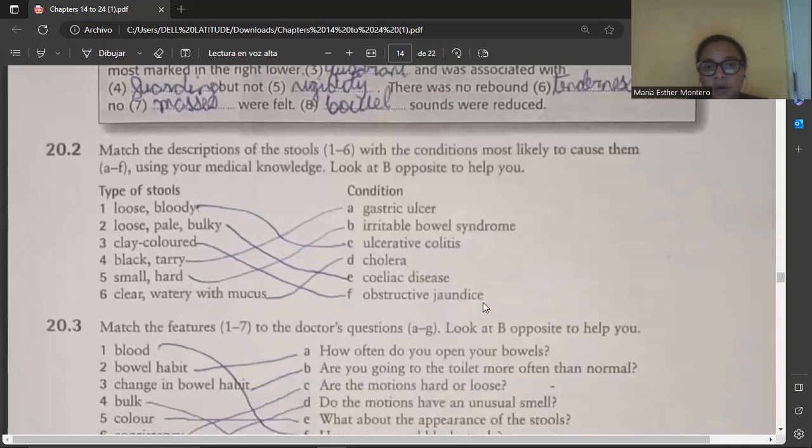20.2. Match the description of the stools with the conditions most likely to cause them. Using your medical knowledge, look at B opposite to help you. Type of stools: loose, bloody. Ulcerative colitis. Loose, pale, bulky. Coeliac disease. Clay-colored. Obstructive jaundice. Melena. Gastric ulcer. Small, hard. Irritable bowel syndrome. Clear, watery with mucus.